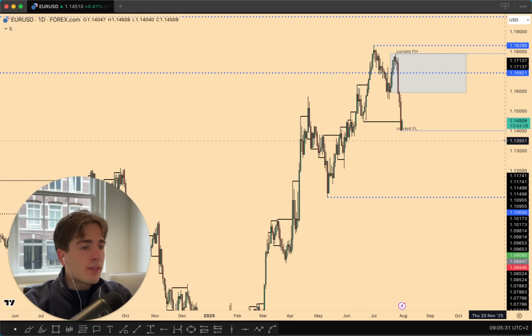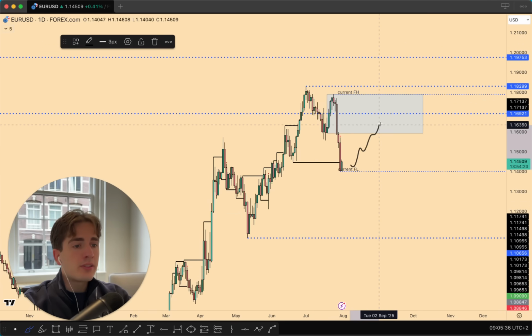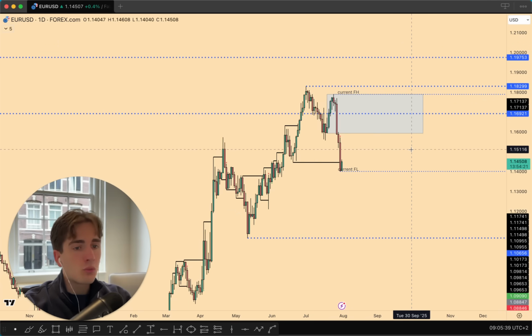So that's what I have at the moment. Daily fractal is bearish, weekly fractal is bearish, so I'm looking for an overall retracement to then see if we can get some more shorts in towards the downside.